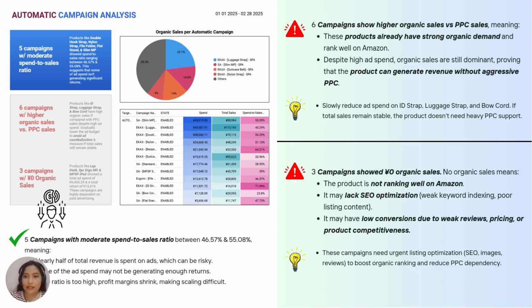Now, there are 6 campaigns which show strong organic demand, with products generating more organic sales than PPC sales, which indicates they rank well on Amazon. Since these products can generate revenue without heavy ad support, gradually reducing PPC spend on ID Strap, Luggage Strap, and Bowcord can help maintain profitability. However, there are 3 campaigns with zero organic sales, meaning the products are not ranking well and likely suffer from weak SEO, poor listing content, or low conversions. Now, to improve performance, these campaigns require urgent listing optimization, including better SEO, enhanced images, competitive pricing, and again, strong reviews.